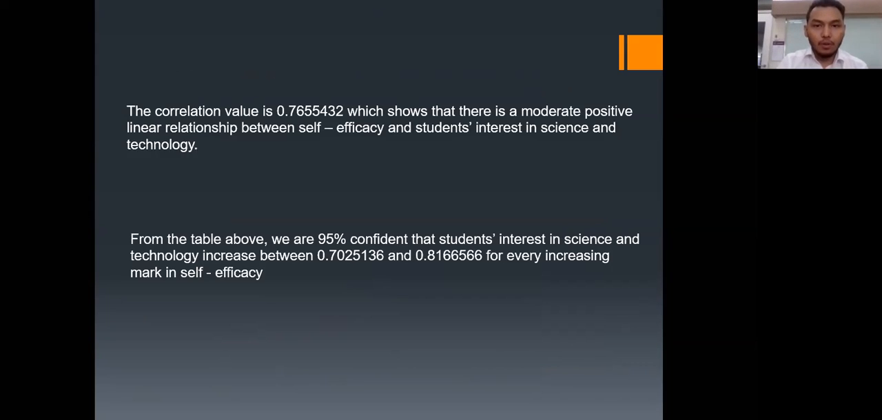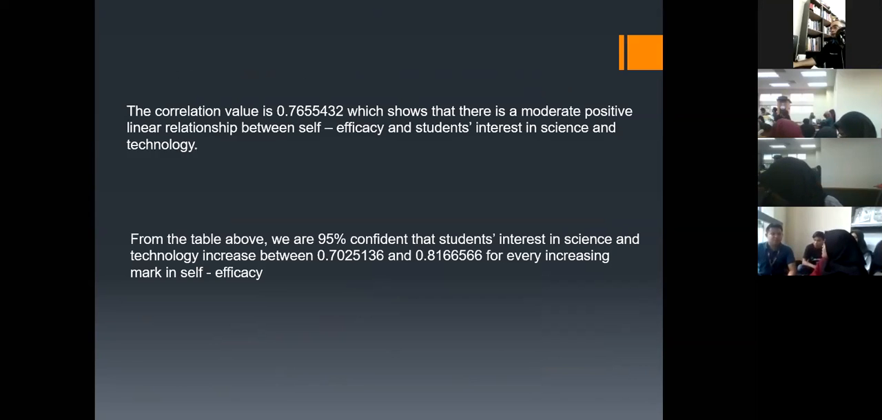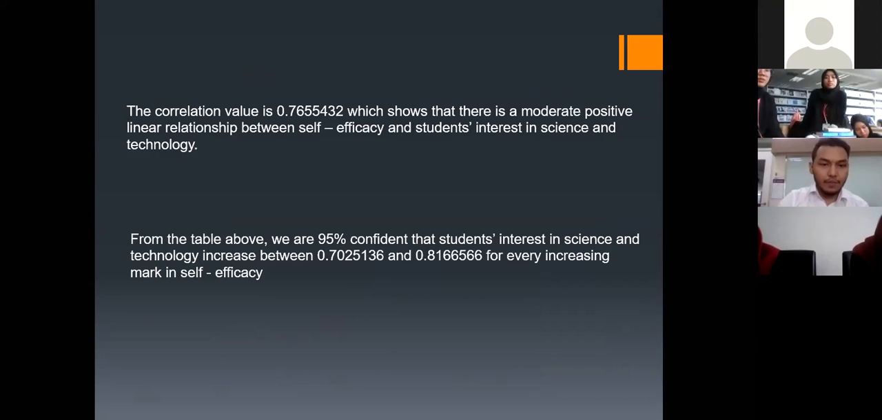So the correlation value is 0.7655432. We show that there is a moderate positive linear relationship, from table 6 and 0.8166566 for every increasing mark in self-efficacy.